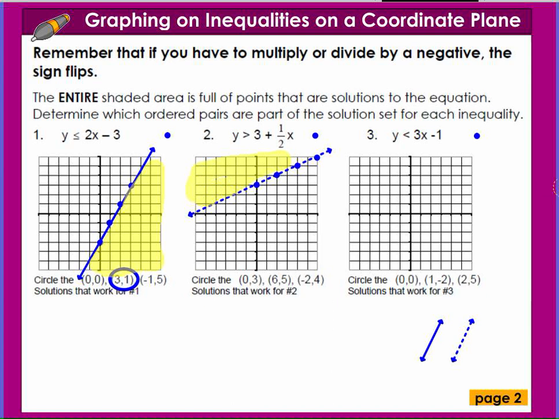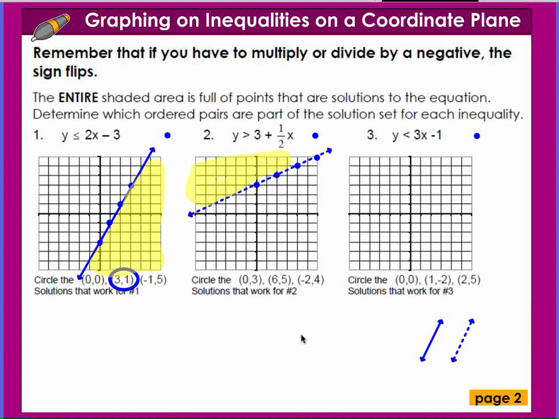Now let me explain what this broken line means in this case. Let's look at number 1. Anything that fell on that solid line would be included. So if they said, is (1, -1), this point here, a solution? Absolutely. Is (3, 3) a solution? Sure, absolutely it is. But when I go to a broken line, anything that falls on a broken line is not a solution.